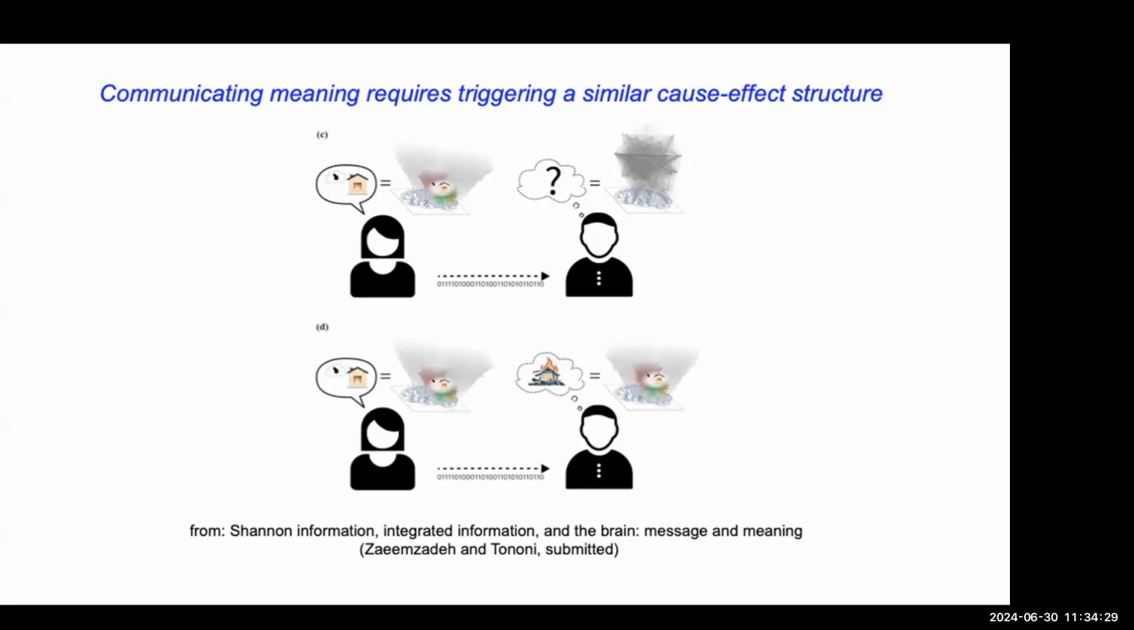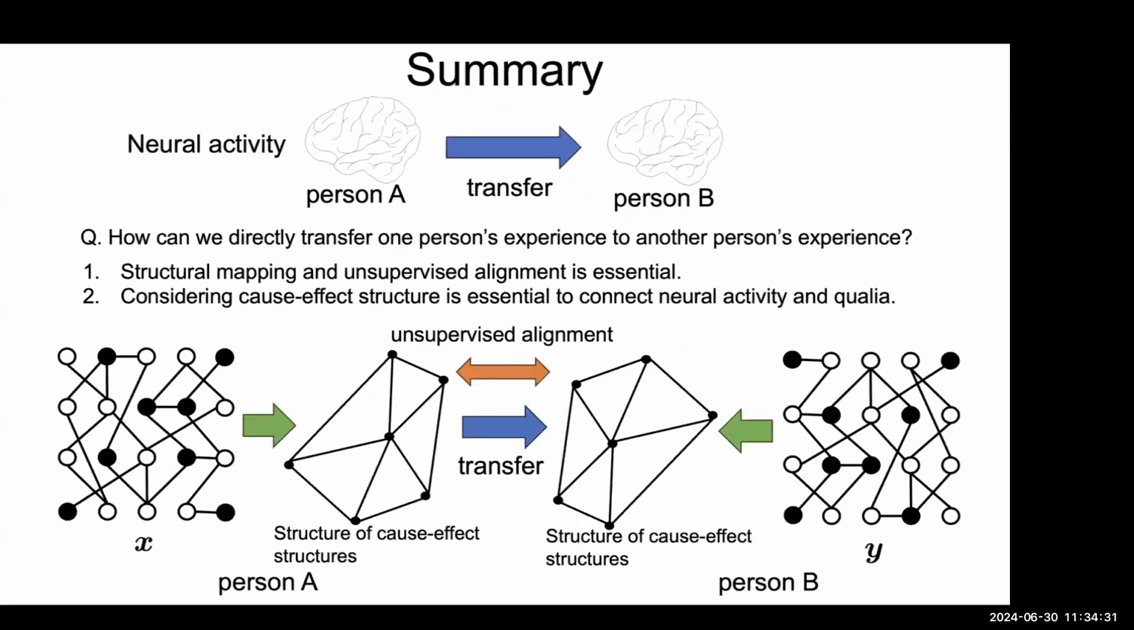So to wrap up, this is a summary of my talk. The question is, how can we directly transfer one person's experience to another person's experience? I argue that structural mapping and unsupervised alignment is essential. And also, considering the cause-effect structure is essential to connect neural activity and qualia.